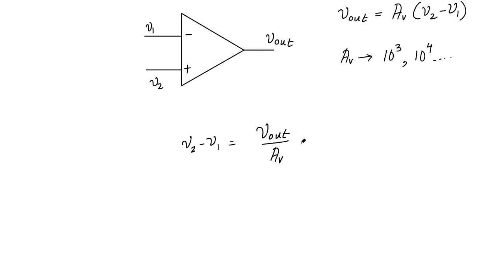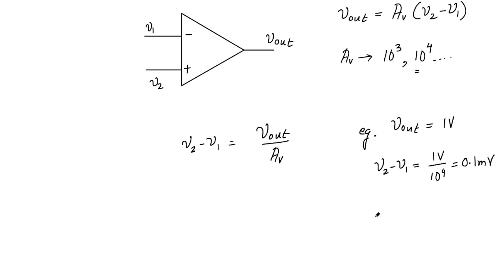Now suppose I want to get a finite value of V out, let's consider 1 volt to start with. That means the difference V2 minus V1 should be 1 volt by AV, and let's consider AV to be 10 power 4. So V2 minus V1 is equal to 1 volt by 10 power 4, which is equal to 0.1 millivolt.